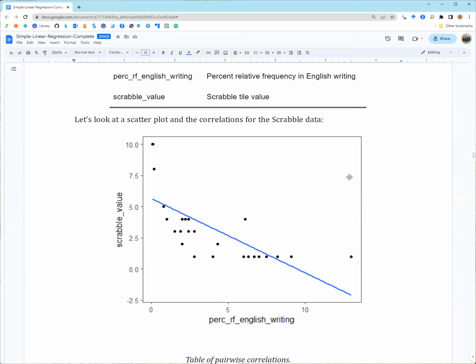Like if this point weren't here, if we excluded it and refit the regression model, probably it would look something more like this.